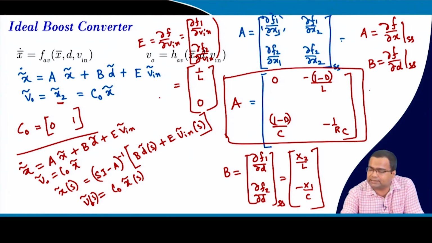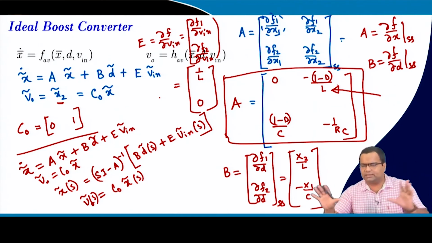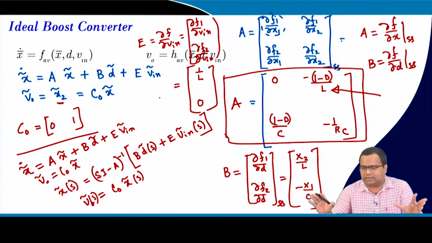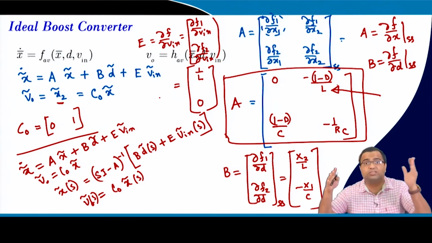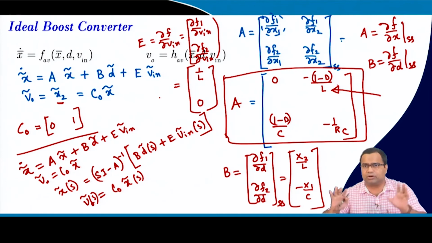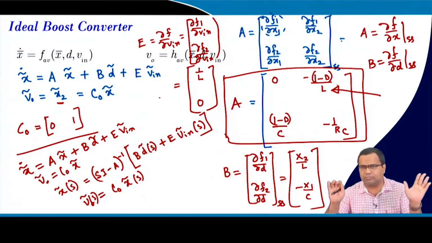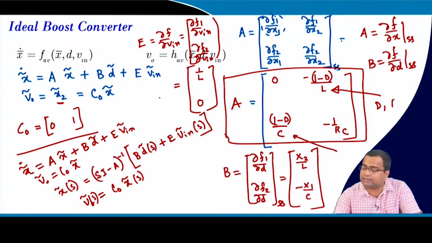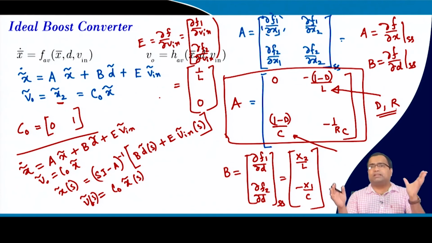So, the A matrix depends on the value of the inductor, which is generally fixed when the converter is designed, unless there is a variation of inductance when you operate close to the saturation point. Otherwise it is more or less constant. Capacitance is also more or less constant, but D and R, they vary.